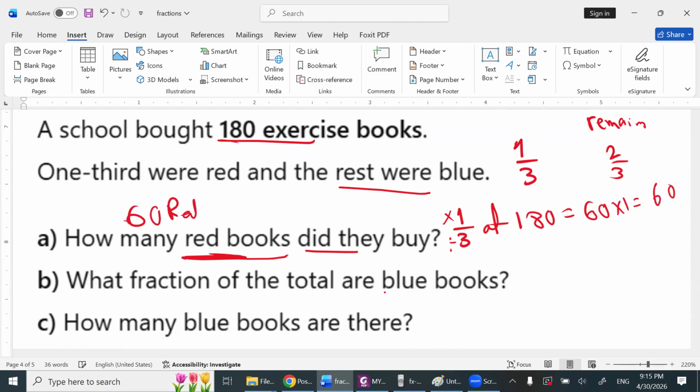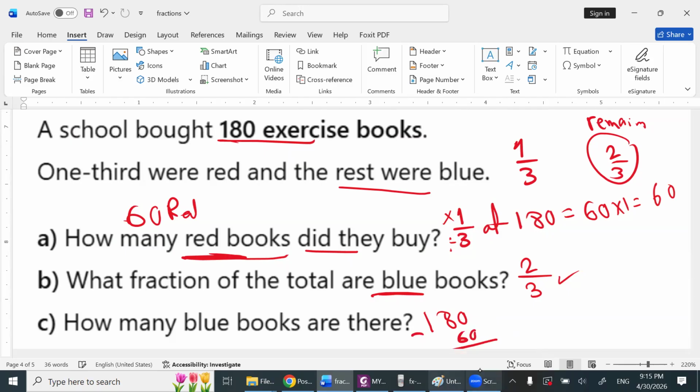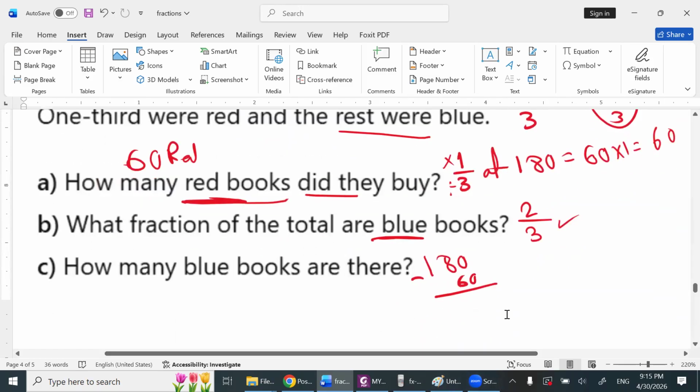What fraction of the total are blue? We can say that the blue is the remaining fraction, 2 over 3. How many blue do we have here? If you have the total number of books, 180, and we have just 60 red, you can subtract 180 minus 60, which gives you 120.